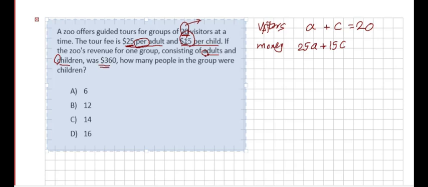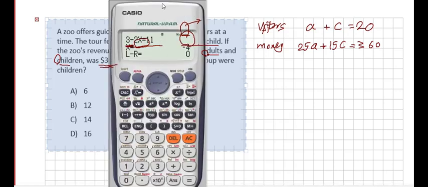The question says, if the zoo's revenue for one group consisting of adults and children, this means adding them together to get this amount of money, which is 360. So this is why we add them together, equals 360, and then we can use the calculator. In this type of question, if you have A and C with numbers as coefficients written beside them, this is a system of linear equations. You can solve it easily using the calculator.